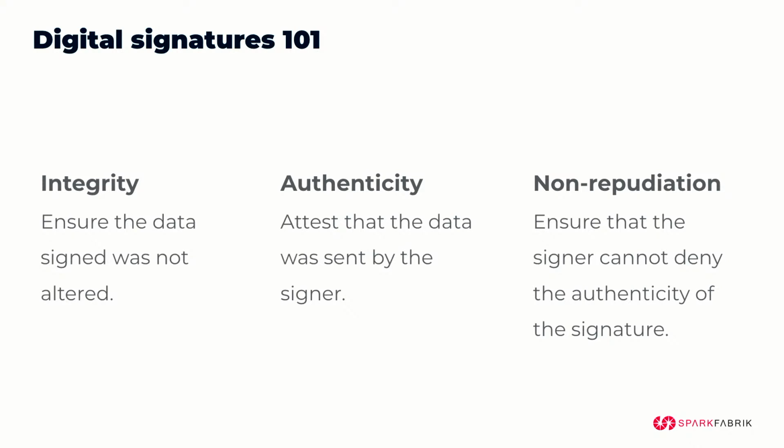With integrity, we ensure that the data was not altered along the way. Authenticity, that the data was sent by the signer, the developer or the company, no matter. And non-repudiation means that the signer can never deny the authenticity of the signature. They can just say, I'm sorry, I lost my private keys. Someone signed this artifact for me.